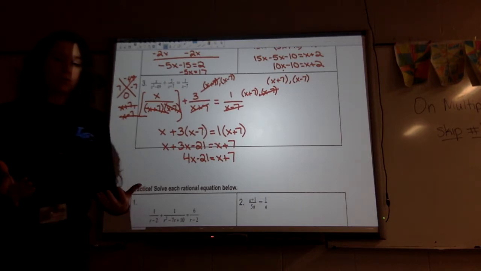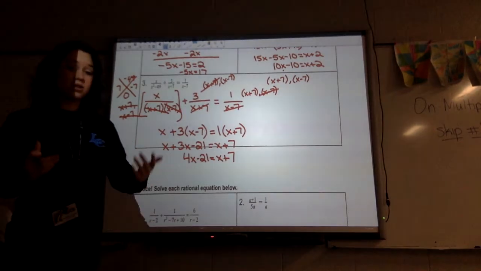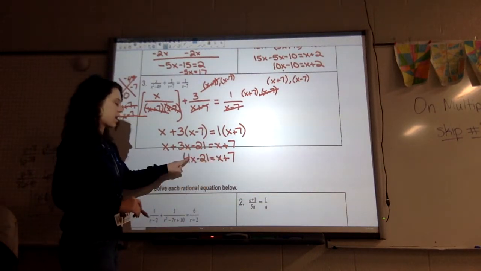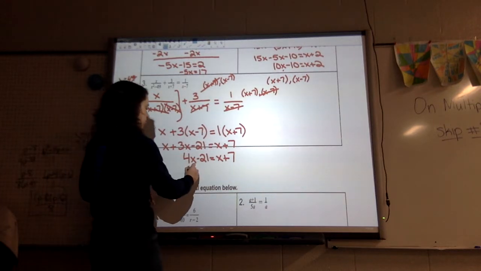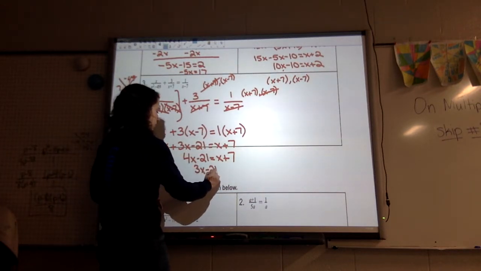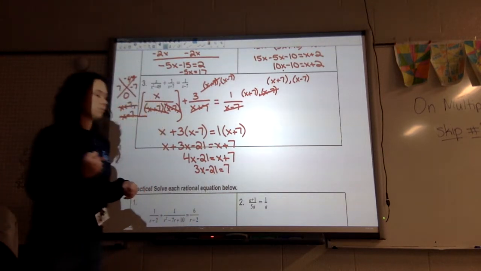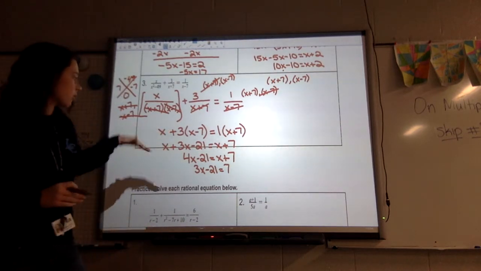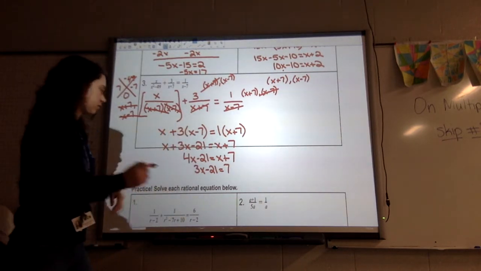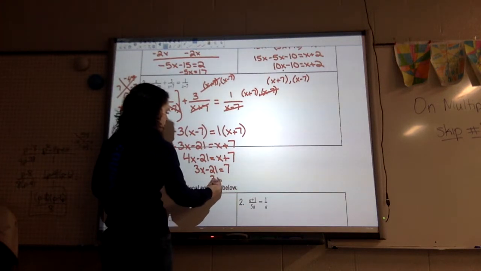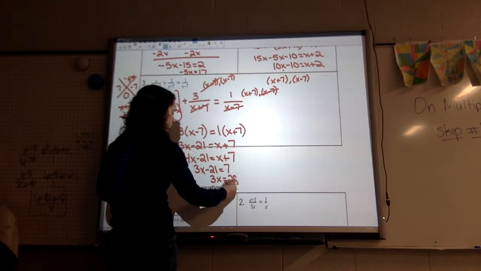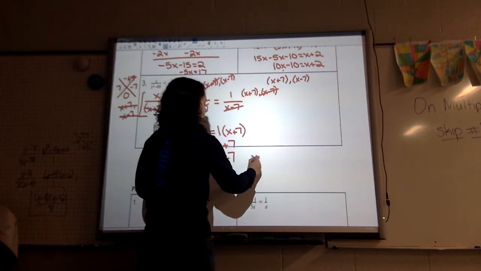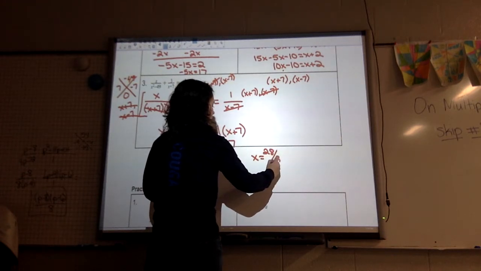And at this point, there's a couple different ways you can go. I'm going to choose to put the x's together first. You don't have to do that. So I'm going to take this x right here and subtract it over to be with the 4x so that it's 3x now. I'm going to do basically the same thing with my numbers. I've got a negative 21. I'm going to move that over to the other side with the 7 so it becomes positive. So 7 plus 21 is 28. And your very last step here is to divide by 3, so you get x equals 28 over 3, and that will not reduce.